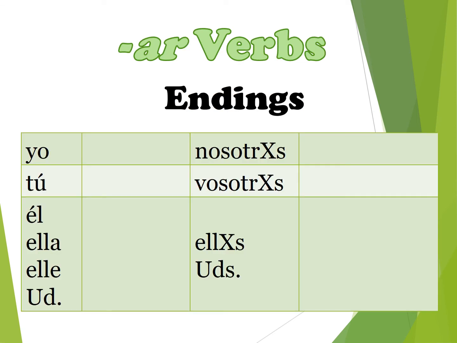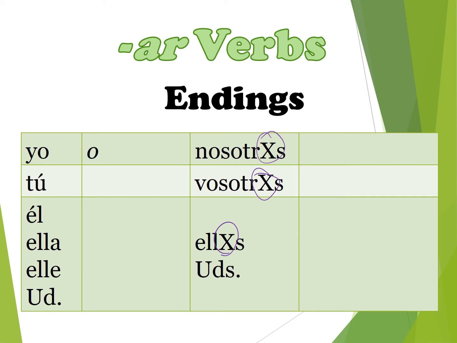So, AR verbs. Before I start talking about these endings, I want to just make note of this X here. I am going to use the X in charts like this so that you know that it could be nosotros, nosotras, nosotres. So you have options in terms of what goes in place of that X. But in a sentence, you should not be writing X. You should be writing O or A or E.